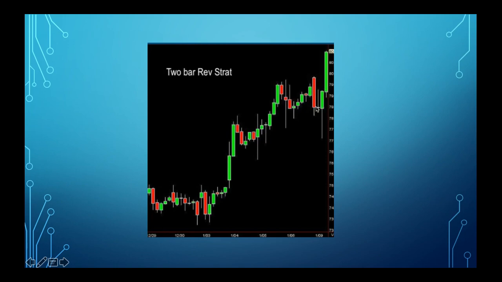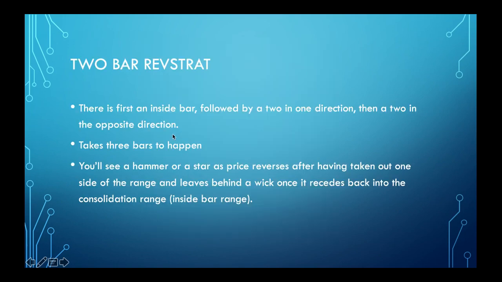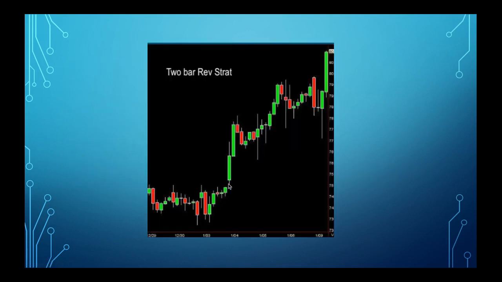One, two, three. And you'll see a hammer or a star. We talked about that. We talked about the wick. It leaves behind a wick once it recedes back into the inside range, demonstrating that neither buyers nor sellers are in control.